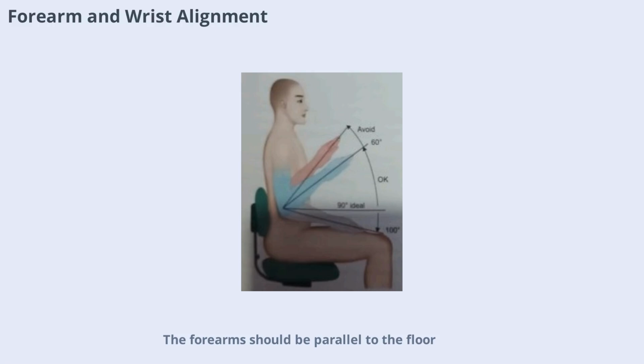The forearms should be parallel to the floor, and the wrist should be aligned with the forearm. Avoid bending the wrist up or down, and ensure the thumb side of the palm is not turned excessively. This alignment allows for controlled, precise movements and reduces the risk of repetitive strain injuries.